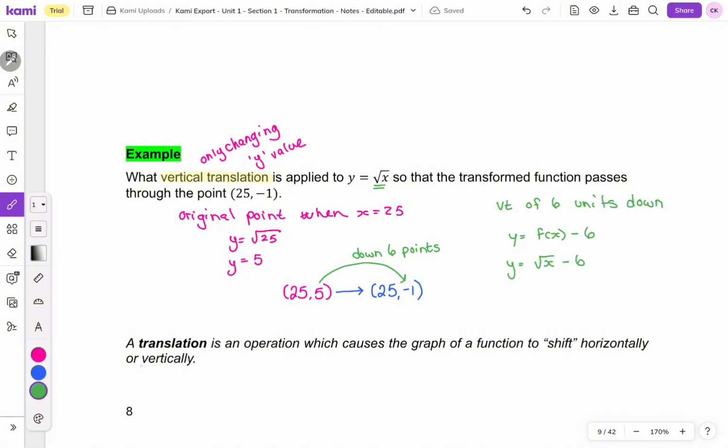So there you go. A translation is an operation which causes the graph of the function to shift horizontally or vertically. It doesn't change your shape any, just kind of shifts it around.